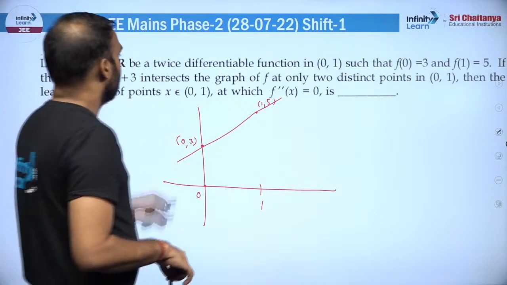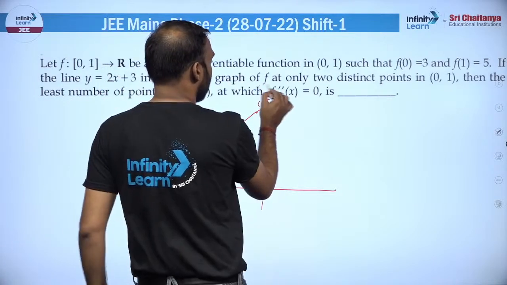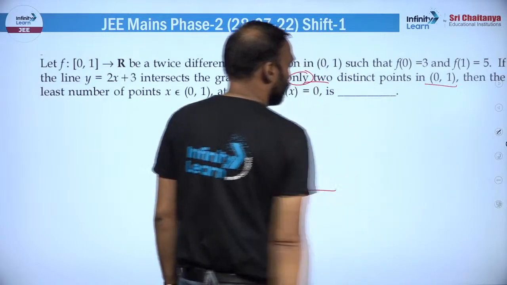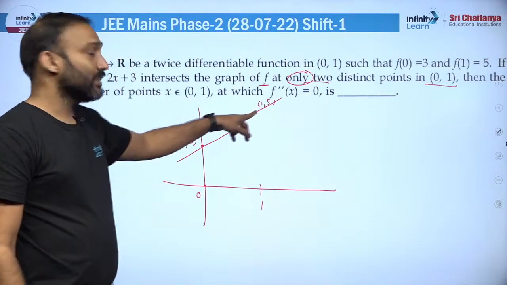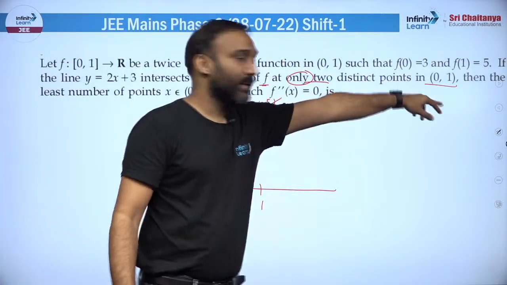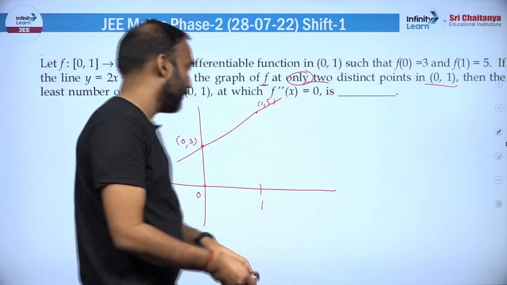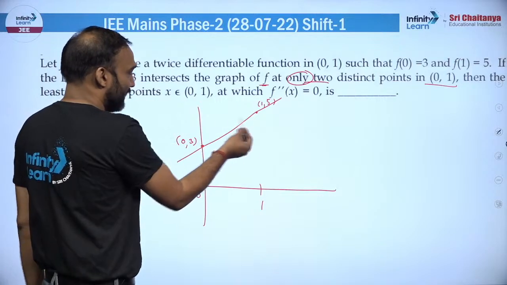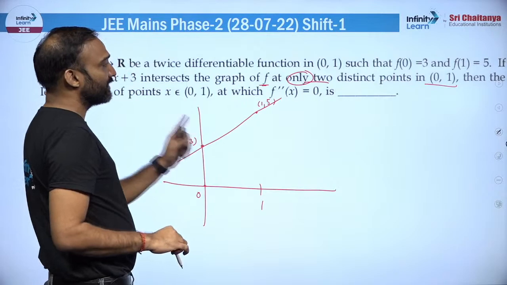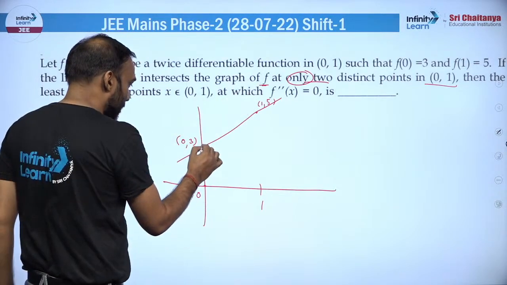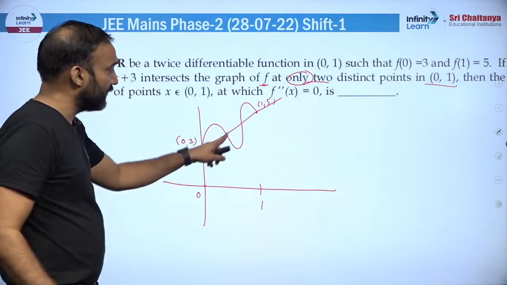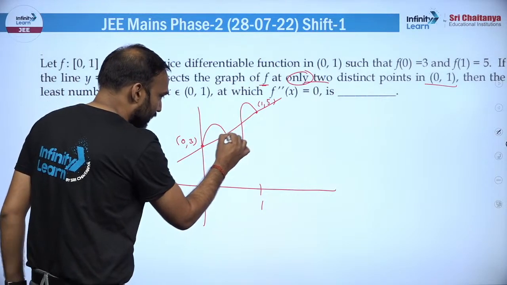Now, it says the line intersects the graph of f at only 2 points in the open interval (0, 1). It says open bracket 0, 1, which means in between 0 and 1. So, no matter how I draw it, the graph will pass through these points, and it should intersect this line at 2 distinct points. So, let us say my graph would be like this, intersecting at 2 points. These are the 2 intersection points.